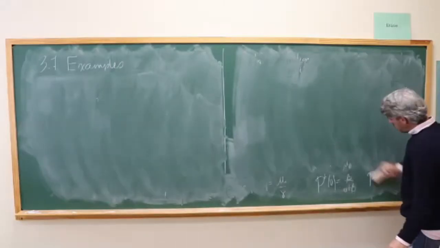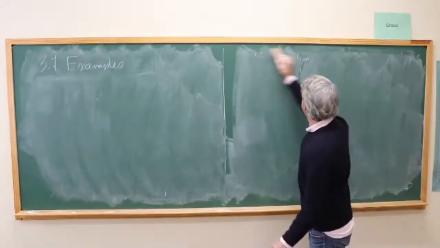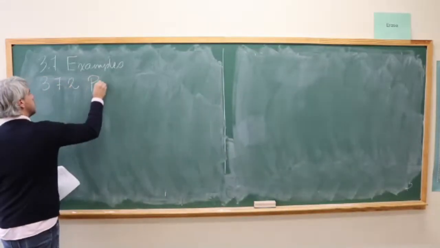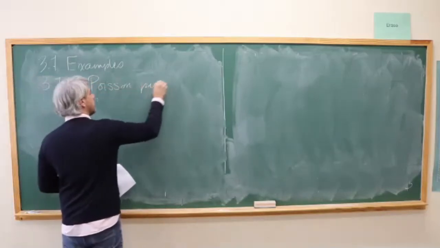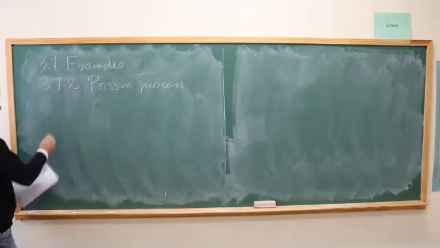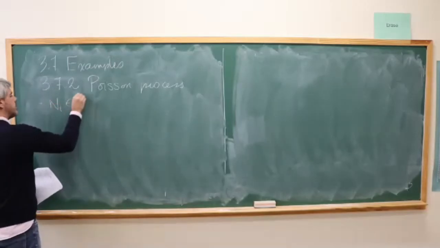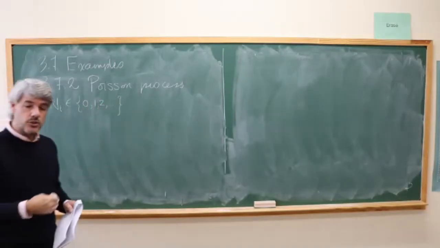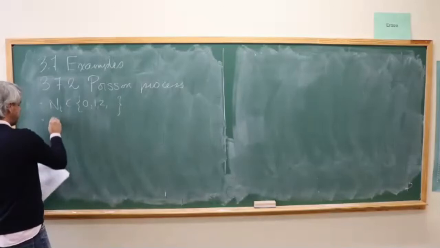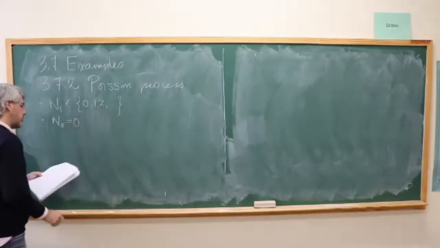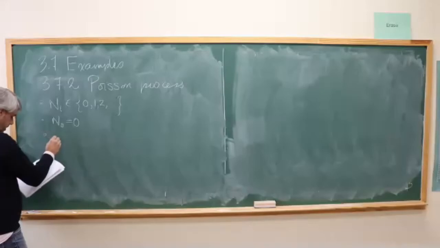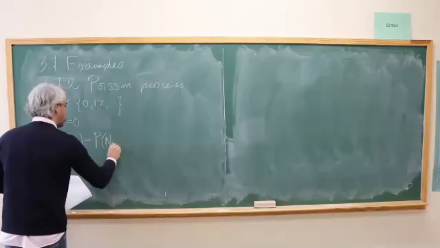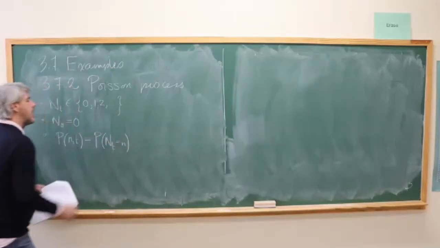The Poisson process is also called a counting process, and we'll see why. This is section 3.7.2, the Poisson process. I'm going to define the state also as n_t, and now it takes values 0, 1, 2, and so on, so the positive integers from 0 to infinity. By convention, we always take at time 0 the 0 state. And P_n(t) will be the probability that the occupation n_t is equal to some value n, which is an integer.